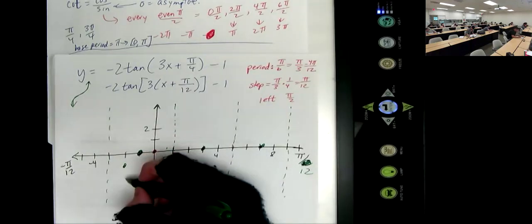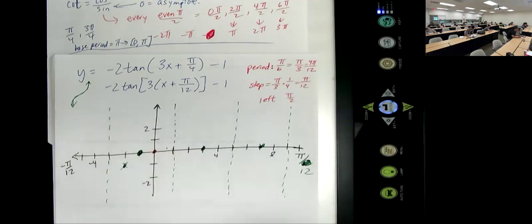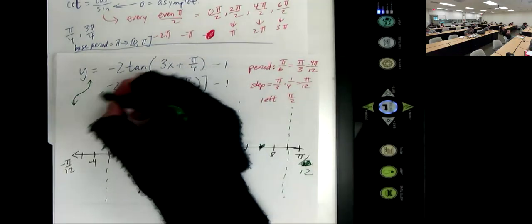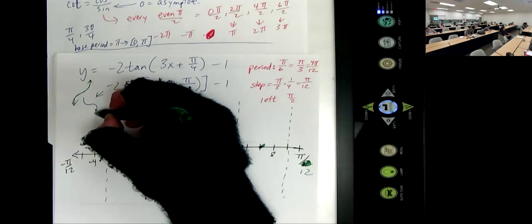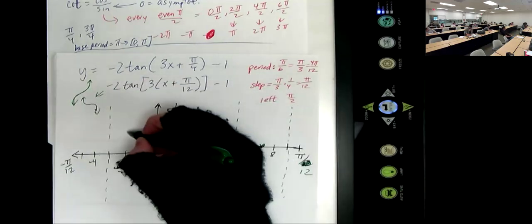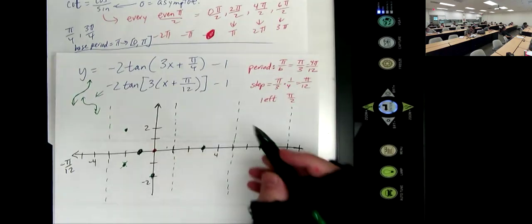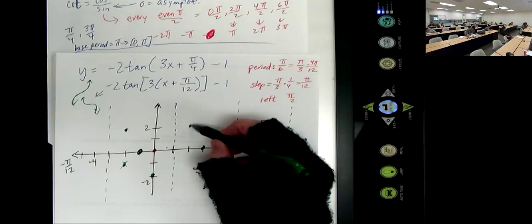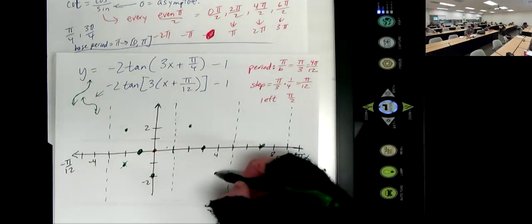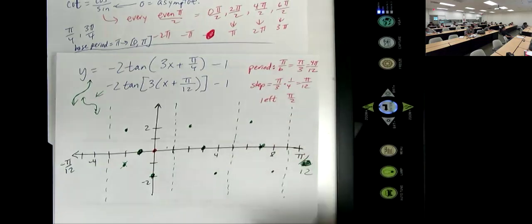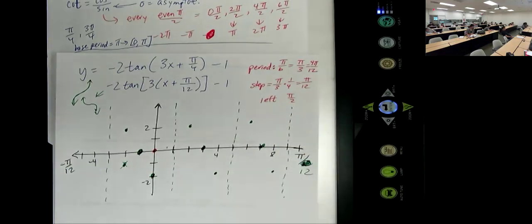Oh, wait. But the negative flips it over, right? The negative is gonna flip it over. So we're gonna have it going like that. If I flipped it, it would look like this. I'm not gonna pencil it in, I'm just putting in the dots. This is upside down because we got the -2 in there.